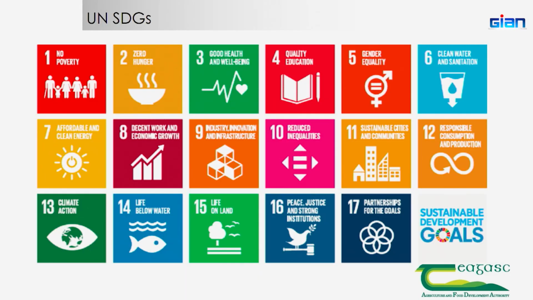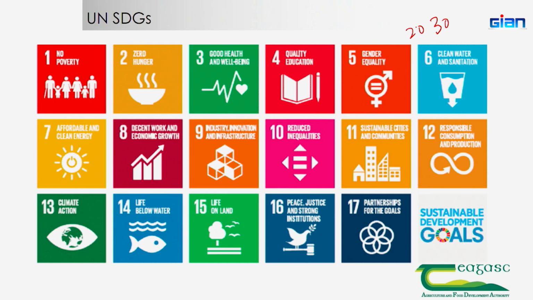No poverty, zero hunger, good health and well-being, quality education, gender equality, clean water and sanitation, affordable and clean energy, decent work and economic growth, industry, innovation and infrastructure, reduced inequalities, sustainable cities, responsible consumption and production, climate action, life below water, life on land. Life of Pi is not there. So peace, justice and partnership for the goals. There are 17 development goals to be fulfilled by 2030.